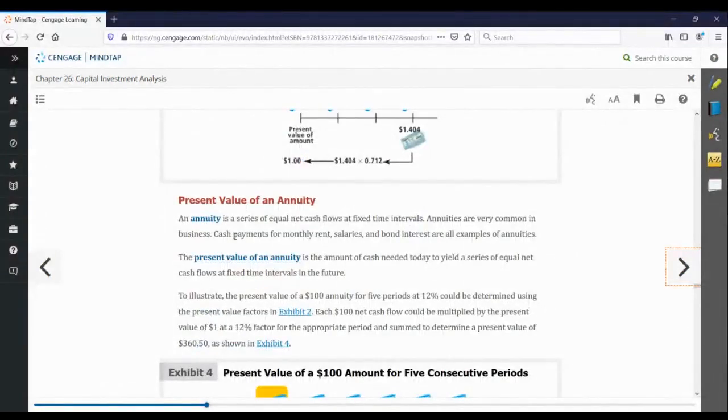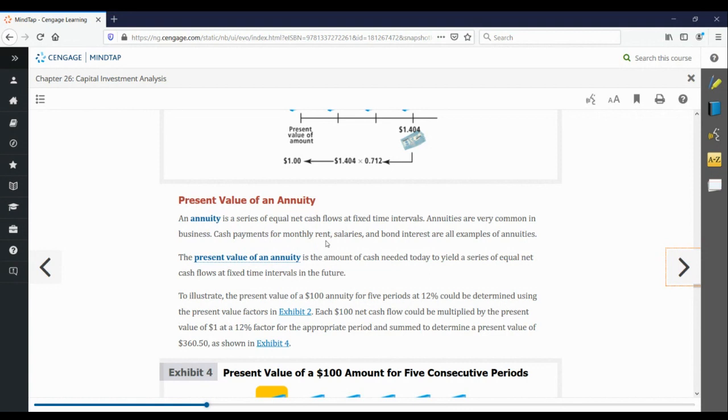Now, sometimes what we'll want to look at is the present value of an annuity. And again, an annuity is a series of equal net cash flows that are coming at fixed time intervals. There are many types of annuities that are common in business. Some of the examples they give you would be like rent. We know that we're going to have to make a cash payment for rent, and usually rent is a fixed amount, and the amount of rent we would pay monthly would be considered to be an annuity because it's going to be a series of equal cash payments that we have to pay on a monthly basis.